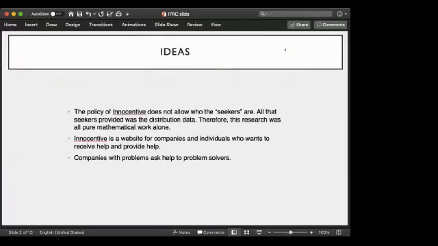InnoCentive is a website for problem seekers and solvers. Problem seekers can be companies, industrial organizations, or individuals who want to solve any kind of problems in their business. Problem seekers can ask for help anonymously, and it is impossible to figure out who asked which questions for what reasons.